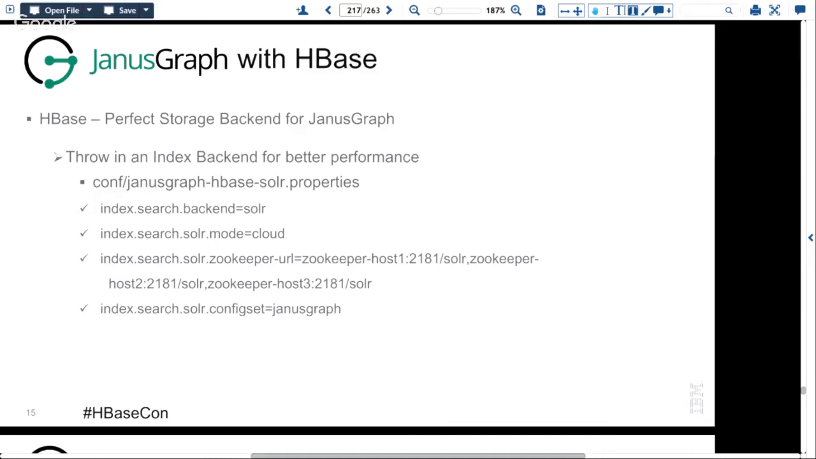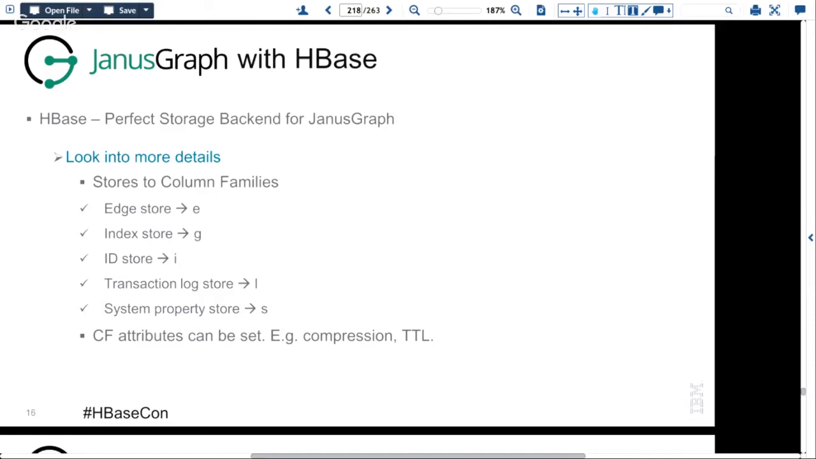And also you can throw in an index backend, for example, Solr, a search backend to speed up the query. Again, it's configuration for connecting to a Solr instance. And a little bit more details here.